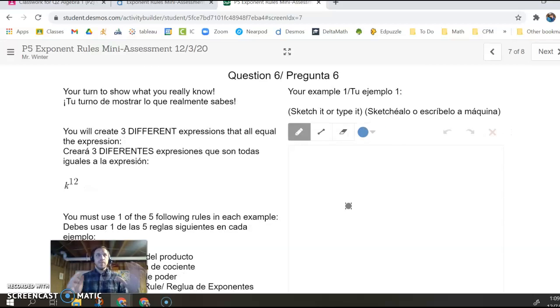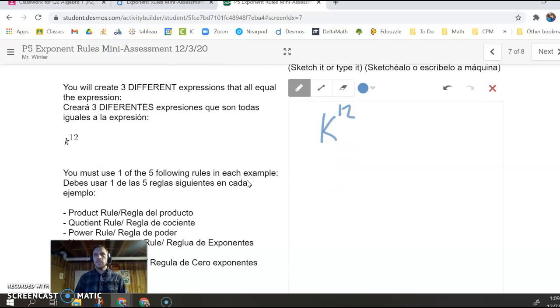All right, so this is how I really know you understand this. Can you create 3 expressions that all combine or simplify down to k to the 12th? Some of you use the easiest ones, right? We can use the product rule, and we can actually say just about any combination of numbers that will add to 12. So k to the second times k to the 10th. Remember, we add those exponents. 2 plus 10 will give us k to the 12th.